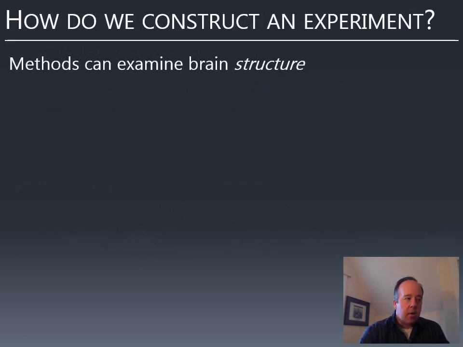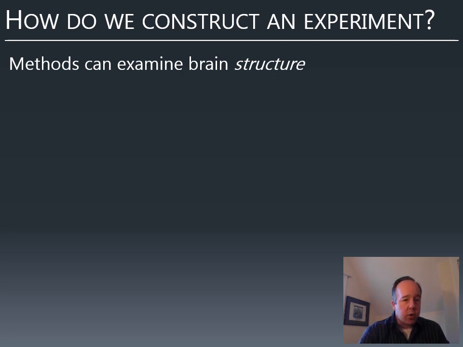So when we talk about experiments, there are a number of categories that a given technique, a given research method will fall into. So a method might examine brain structure. So the parts of the brain. This could be large scale, being able to take images of the temporal lobe, occipital lobe, basal ganglia, brainstem. It could be very small scale, taking pictures of individual neurons or even parts of neurons. But all of these look at how the brain is put together.